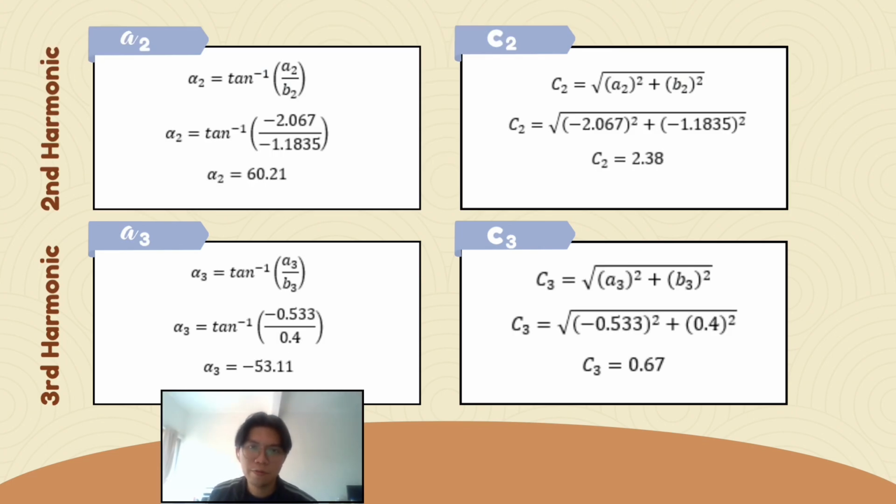Alright, now we need to find the second and third harmonics. For the second harmonic, we need to find alpha 2 and C2. Same as the first formula, but instead of A1 and B1, we use A2 and B2. For alpha 2, we got 60.21. C2 is equal to 2.38. For the third harmonic, alpha 3 is equal to -53.11, and C3 is equal to 0.67.